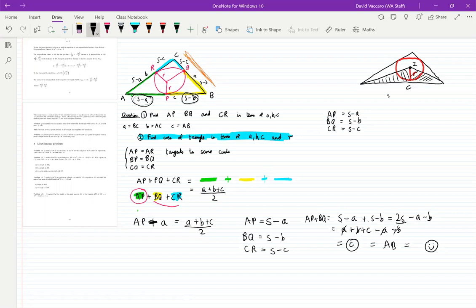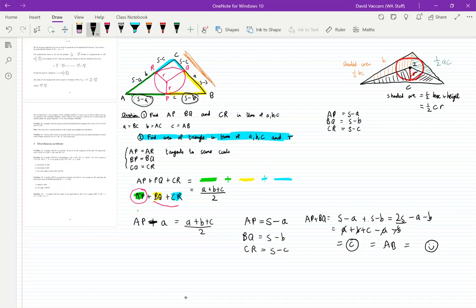So this shaded area is 1/2 base times height. So the base is C, the height is R. So this shaded area here is 1/2 CR. But then I can play the same game on the other sides. So this shaded area sitting on the side B is 1/2 BR. And this shaded area over here is 1/2 AR.